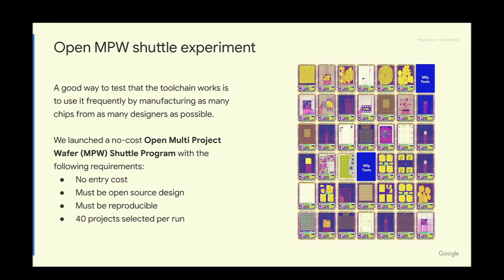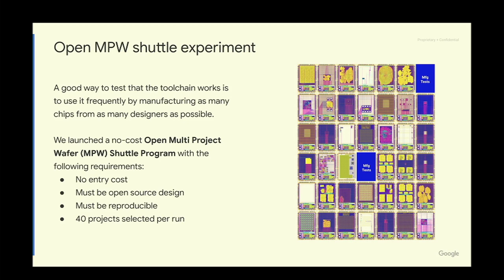So by creating an open multi-project wafer shuttle program, our goal was to basically provide free manufacturing for the ecosystem. Anybody who wanted to use the tools to create a design could submit their design to our program, and we would manufacture it for them for free. And what this got for us was, instead of just a few dozen engineers creating designs, we had hundreds or thousands of engineers creating designs that we could then run through the system to test and find bugs and find corner cases that did not work the way we expected.